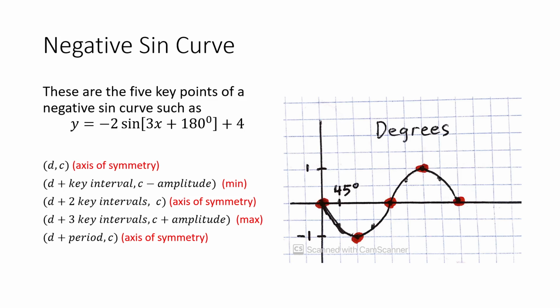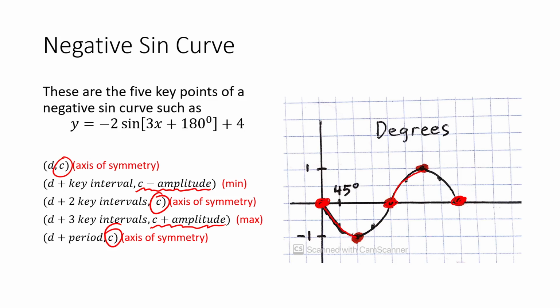So if we have a negative sine curve, we'll see that our first point will be on the axis of symmetry, so it'll have a y value of c. And we'll see that the third and fifth points will also be on the axis of symmetry, so those third and fifth points will also have a y value of c. To get from the first point to the second point, we have to go down one amplitude, so our second point will be c minus an amplitude. But to get from the third point to the fourth point, we'll have to go up an amplitude from the axis of symmetry. So our fourth point will have a y coordinate of c plus an amplitude.